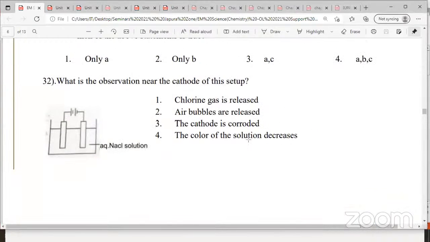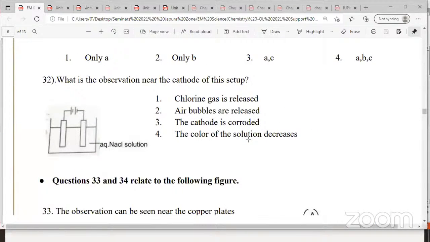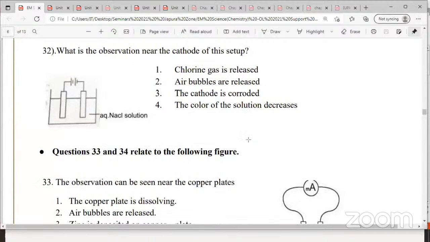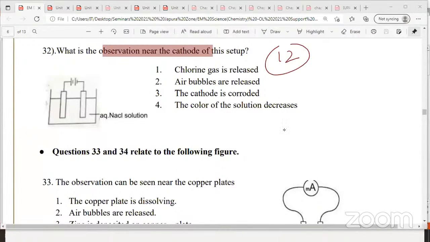Question number 32. 32nd MCQ. Observation near the cathode. This is from grade 11 chemistry, unit 12. When you use aqueous NaCl solution, look at the screen. You can get this under essay type questions also sometimes. What is the first step? Look at the battery, put minus and plus near the battery. Battery positive means that side is anode.